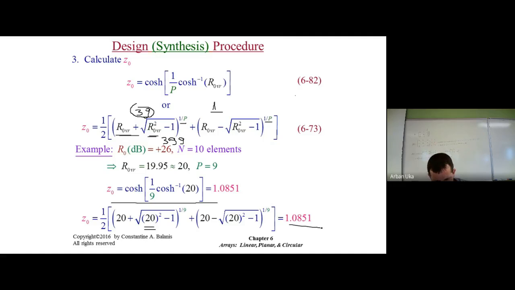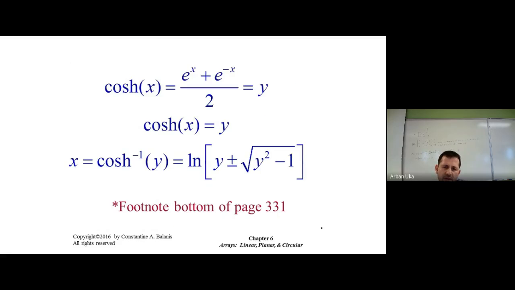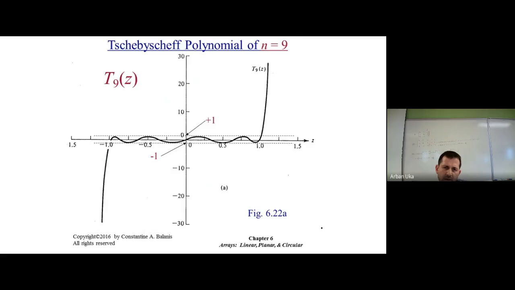And let me think for a moment, yes. 334, 333, yeah. Okay, so we are determining this Z0, and we can skip this one. And the ninth order Chebyshev polynomial, this is what it looks like.